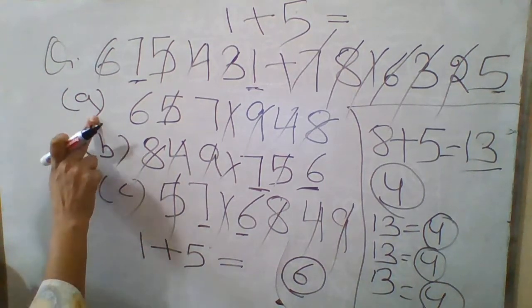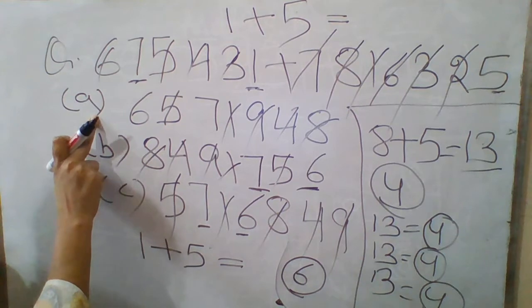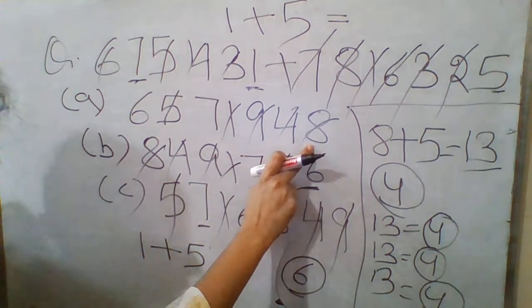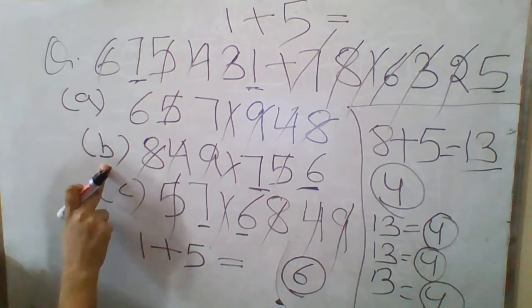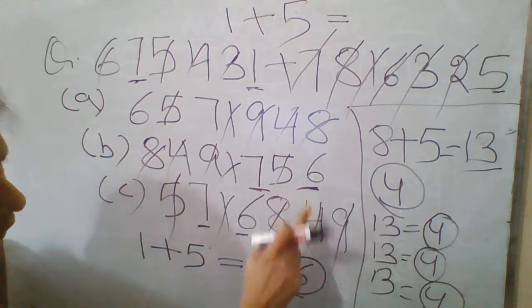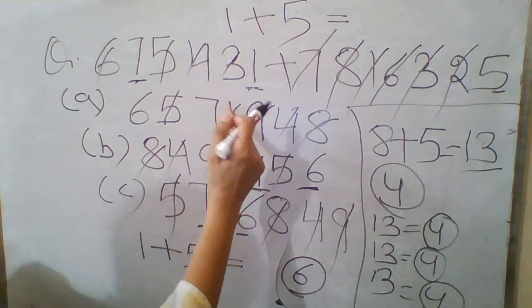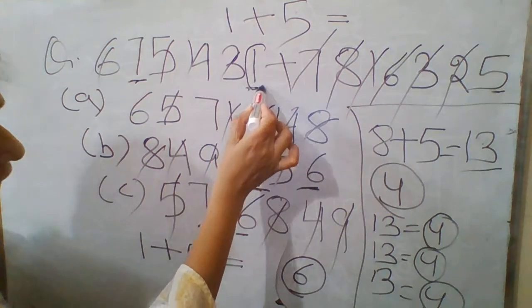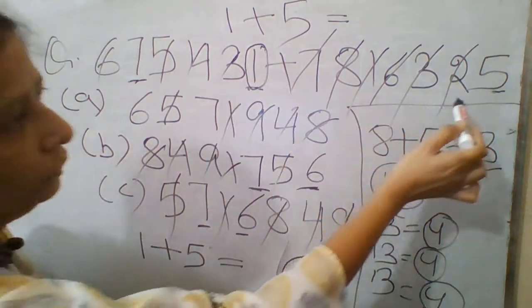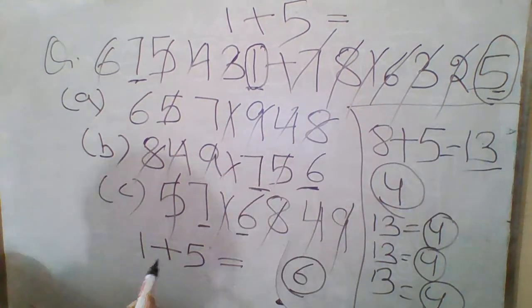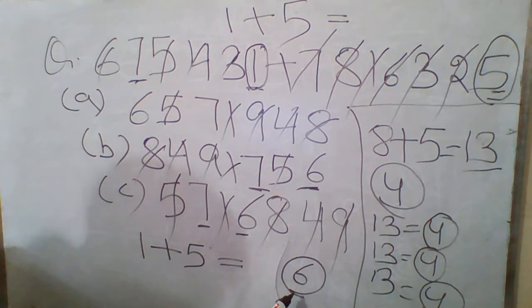And look at A option. What is the unit digit of this A option? 8. Look at B option. What is the unit digit of this? 6. So we got 6 here. See how we got 6 here. The unit digit here is 1, the unit digit here is 5, so we have taken 1 plus 5, which is equal to 6.